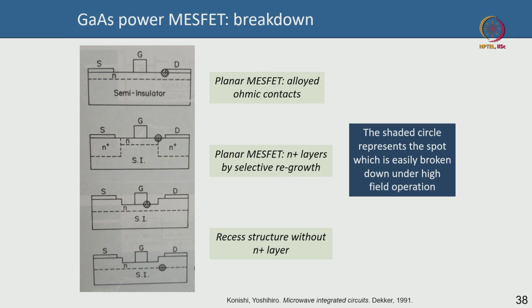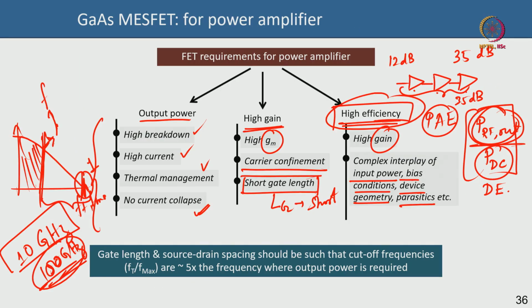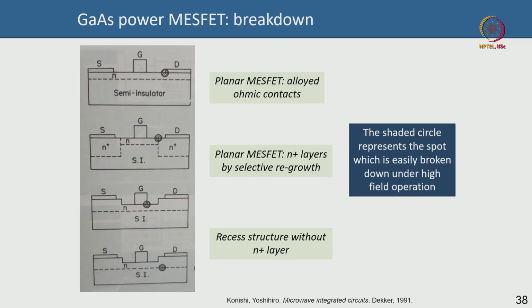Now, as we talked about in the slide before, we need good thermal management, and we also need a high breakdown and high current. High current will come from multi-finger devices, which we are going to postpone to another discussion, because it is the same discussion by the way. High breakdown, to get high breakdown, as I told you, people have used gate recess.